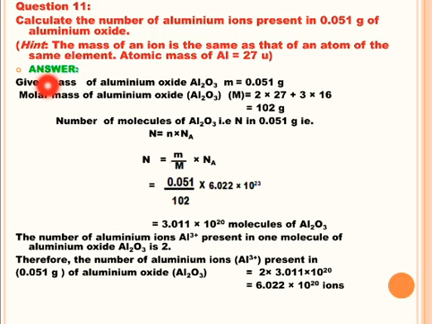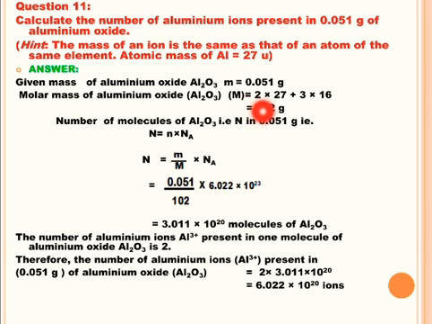First of all, again see what is given in this statement. The given is the value of small m, that is mass of aluminium oxide with chemical formula Al2O3. Mass of aluminium oxide Al2O3, that is small m, is equal to 0.051 gram. This value is given in the statement. So second step is to calculate the molar mass of aluminium oxide Al2O3, that is capital M.